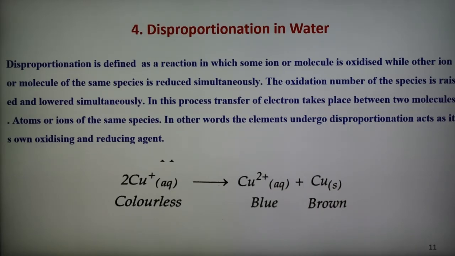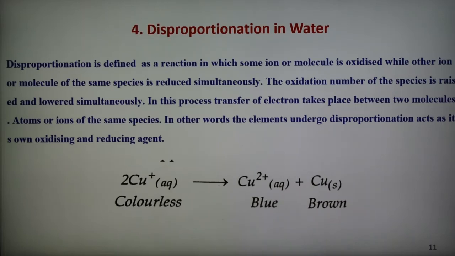So disproportionation is defined as the reaction in which some ions or molecules are oxidized while other ions or molecules of the same species are reduced. Both are taking place simultaneously. The oxidation number of the species is raised or lowered simultaneously. In this process, transfer of electrons takes place between two molecules, atoms or ions of the same species. In other words, we can say that the element undergoing disproportionation acts as its own oxidizing and reducing agent. So only the same species undergoes oxidation and reduction.